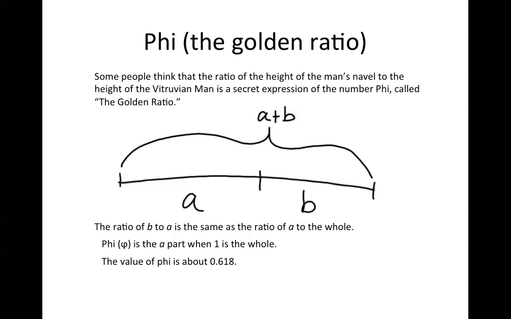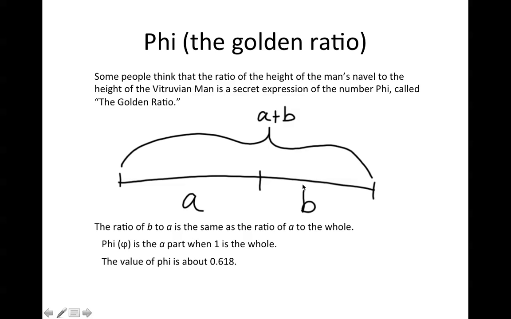Next, I want to talk to you a little bit about phi, the golden ratio. Some people think that Leonardo included a secret expression of the number phi in his Vitruvian Man drawing, in the distance between the bottom of the foot and the man's belly button, his navel. That distance is thought to be about 0.618 of the distance from the bottom of the foot to the top of the head. So let me tell you about what phi is.